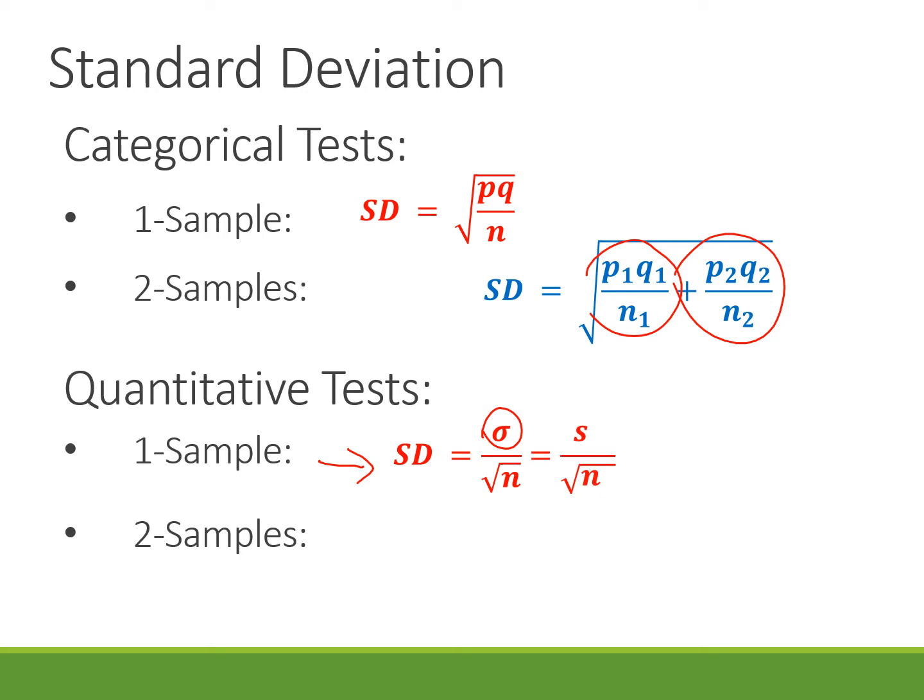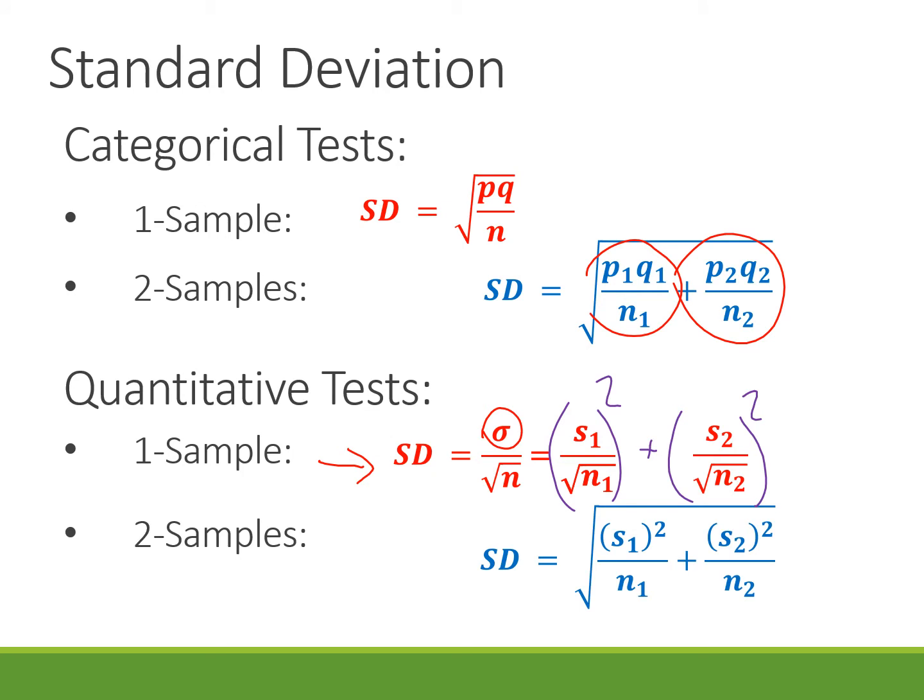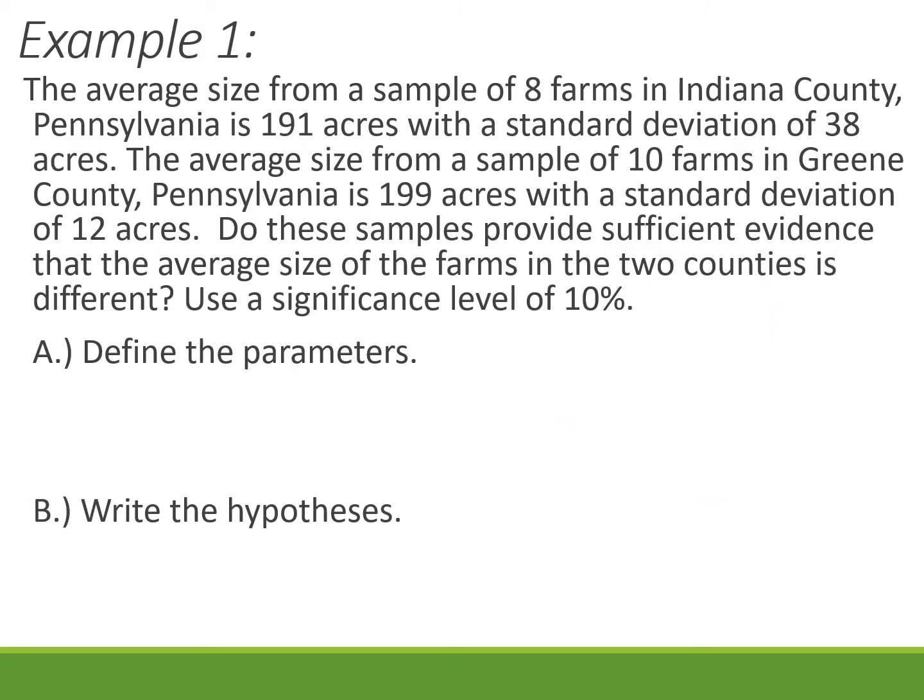Now when we add in a second sample, we have our first sample here. We're going to add in our second sample by adding the variances of both of these samples. So we square the top, square the bottom. We have S squared over N for each individual fraction, add them together, square root them. So in this section, we're dealing with two quantitative samples. We're going to be finding standard deviation by that last equation on the previous slide.